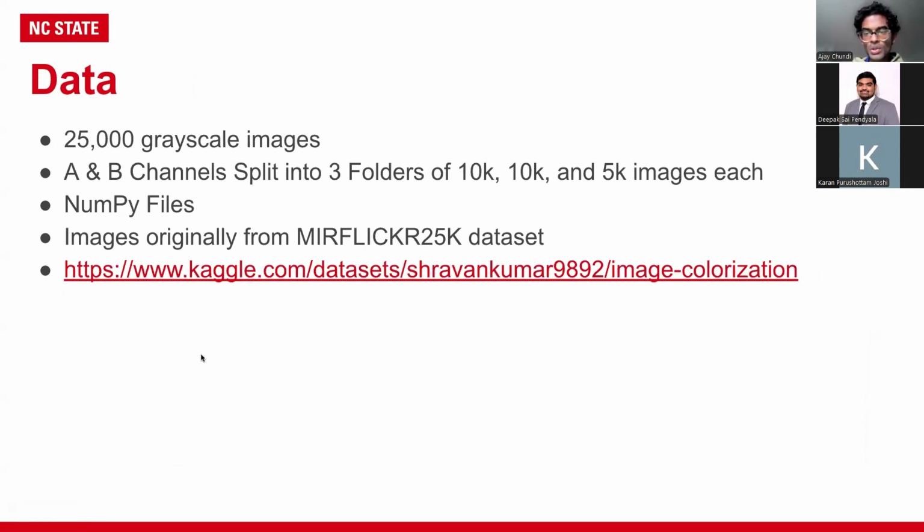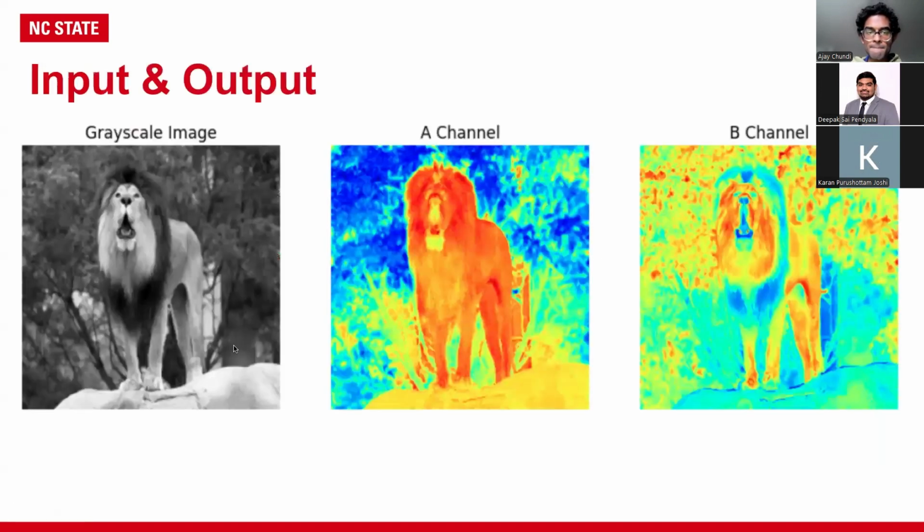Our data consists of 25,000 grayscale images, and the color information, or the A and B channel information, is in separate files. All the files are NumPy files for more efficient storage, and the Kaggle data we are using has been refactored specifically for the task of image colorization. The input here would be the grayscale image on the left, and we can train our model based on the color information in the A and B files that are also visualized here for each image.